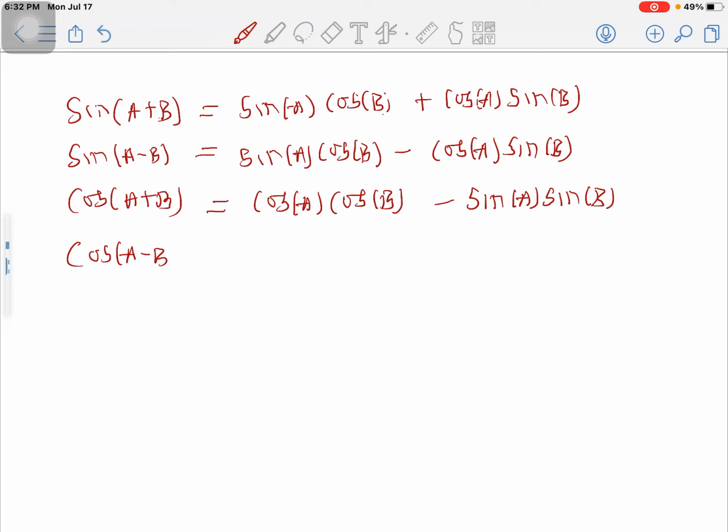And let's look at the last identity that you have to take a look at. The last identity will also comprise cos of a minus b, which is equal to cos a cos b plus sine a sine b.